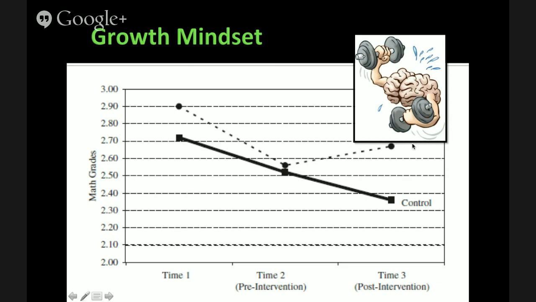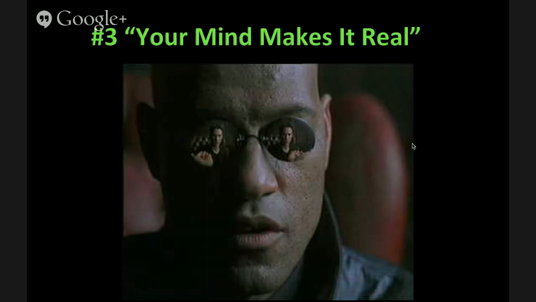She said, your brain is like a muscle. It's not that you are inherently bad. It's that you just need to do more practice and you'll get better. You build up that muscle. So that's actually the end of section two. Section three is your mind makes it real.